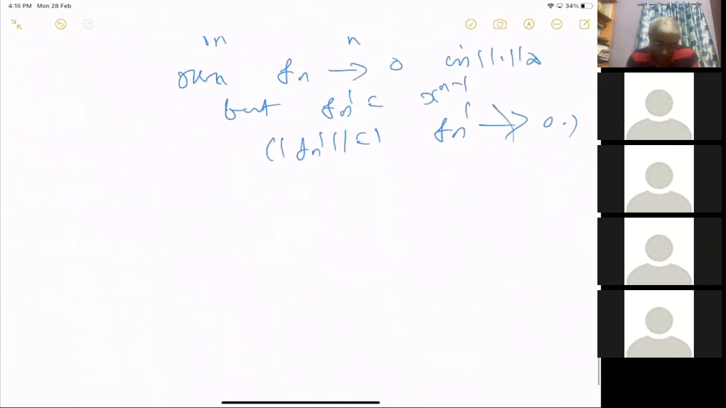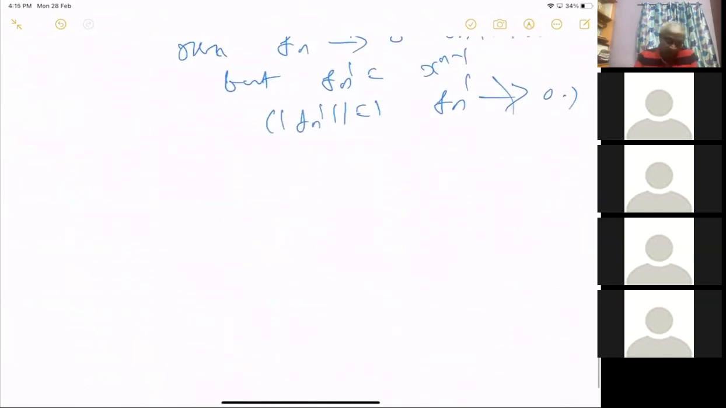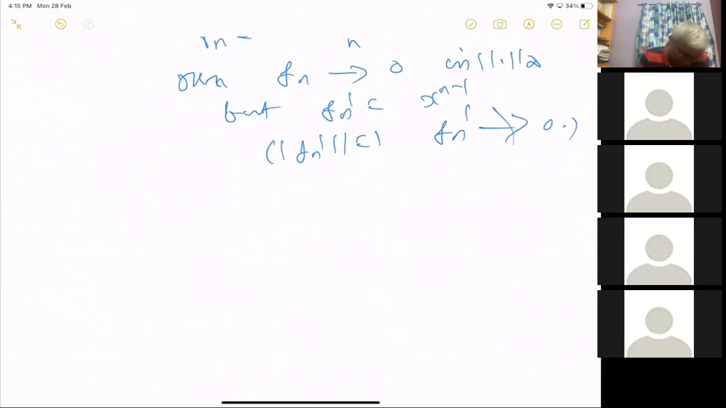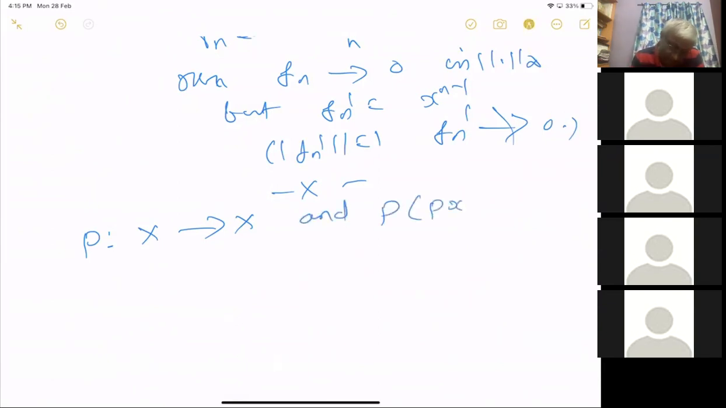Okay, so now we use the closed graph theorem to prove an application of the closed graph theorem. To prove that, I need to say the following. P is a map from X to X. I want to talk about the projection map. Suppose it satisfies P of x, P squared equal to P. That's what I want to say.